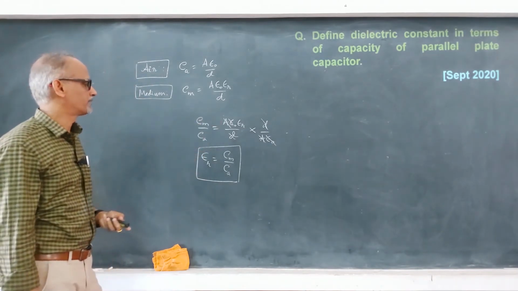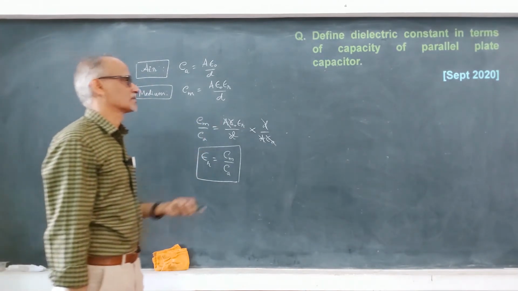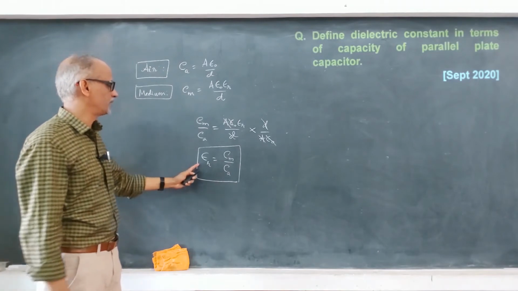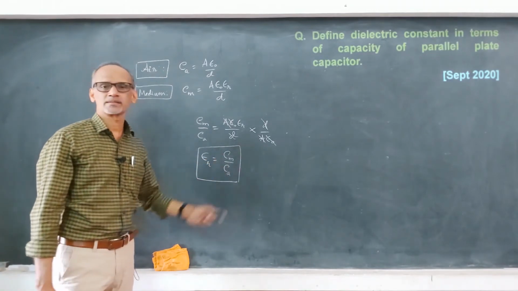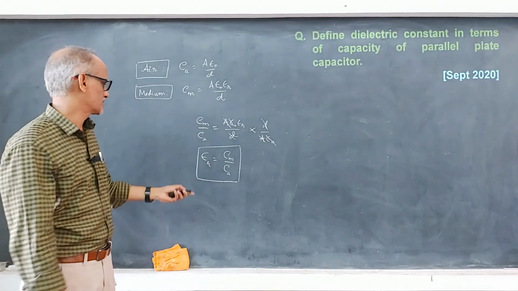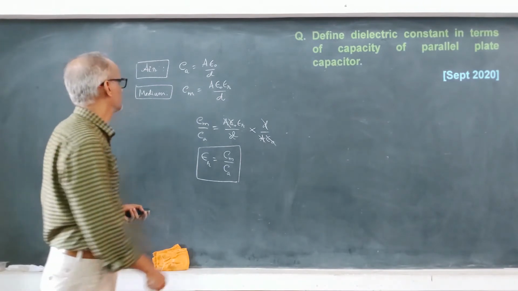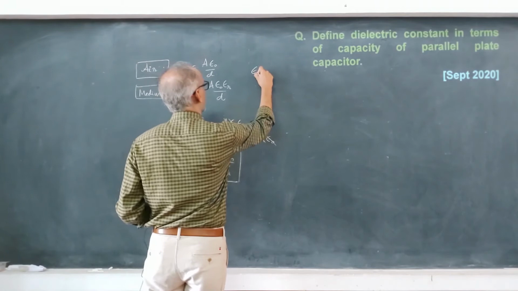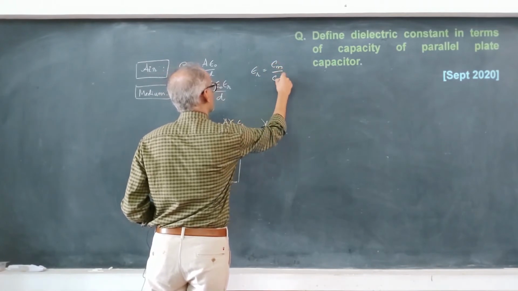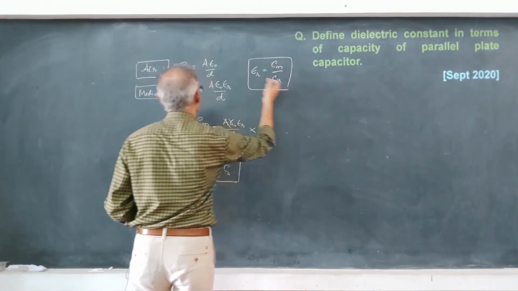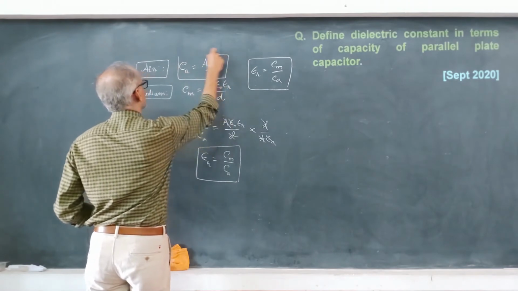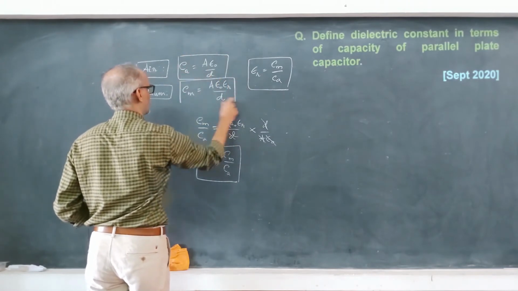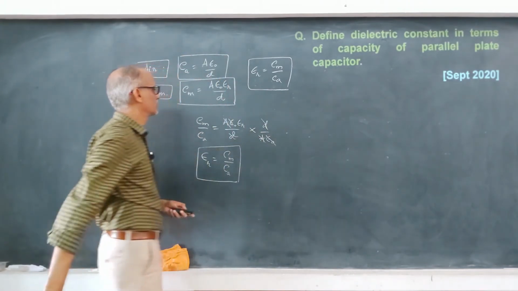So that is how we can define the dielectric constant of a medium in terms of the capacity of a parallel plate capacitor. So this is another important equation. We can write epsilon r is equal to Cm by Ca. So this is the third one. This is the first equation, this is the second one, and that is the third equation.